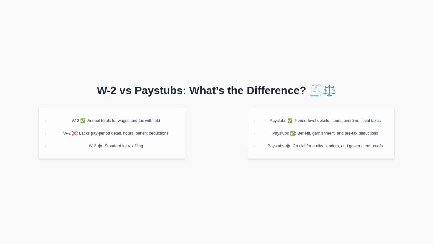Let's compare the W-2 with pay stubs. The W-2 provides annual totals for wages and taxes withheld and is standard for tax filing. However, it generally lacks pay period detail, hours worked, or benefit deductions. Pay stubs, by contrast, show period-level details such as hours, overtime, local taxes, benefits, and garnishments. Those details are often critical for audits, lenders, and government program verification. This is why relying solely on a W-2 can be insufficient in contested or detailed reviews.